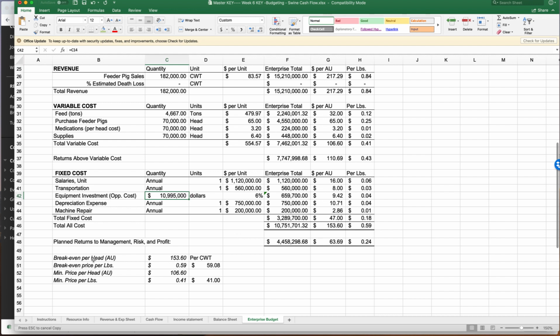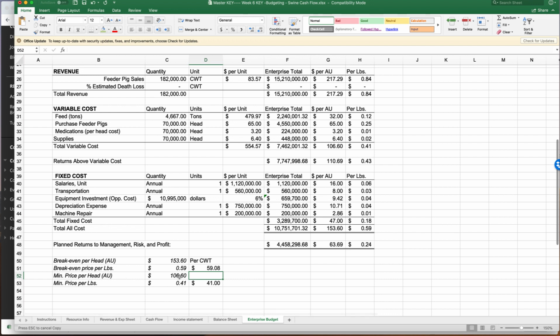All right, now what would that be? Well, if you look at the break even, that's going to be whatever your total cost was right there. Your per 100 is going to be, that's 59 cents, but that's just multiplied times 100 to get 100 weight. So it depends on the language you're using. Minimum price, that's going to be variable cost, and so that's that number right there. That's 41 cents a pound. Again, that's $41 per 100 weight.